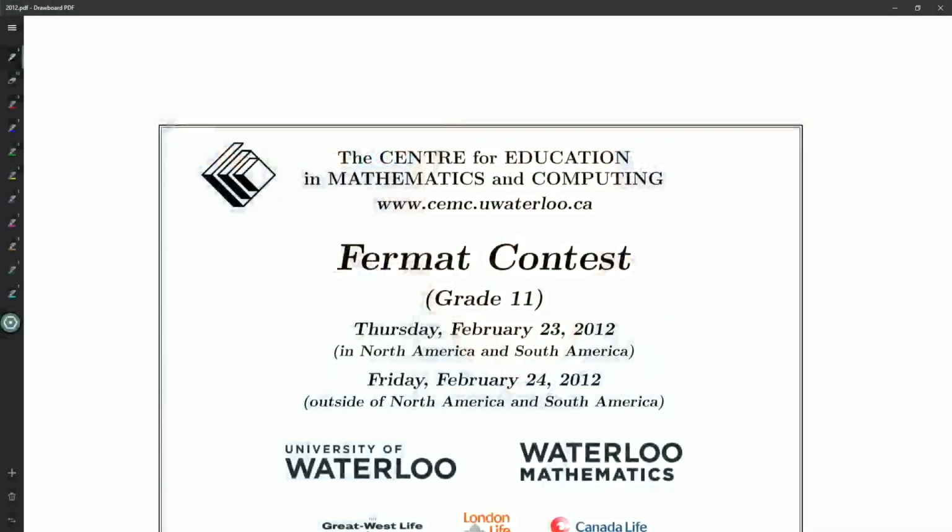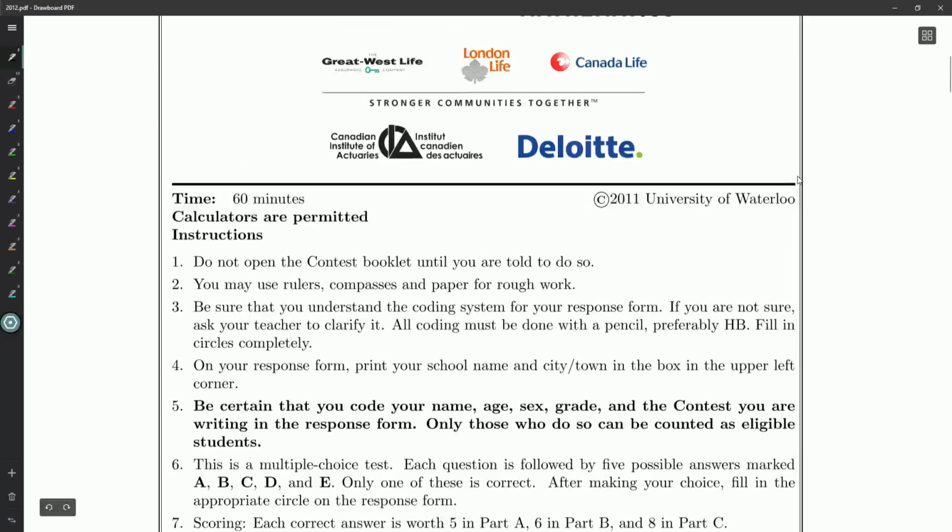So here's what the paper looks like. It is the 2012 Fermat paper. And as I already said, if you're going to try it out, you want to give yourself an hour. And you certainly are allowed to have calculators. I've got mine handy just in case I need it. But if you're a regular viewer, you know I try and do whatever I can without my calculator.